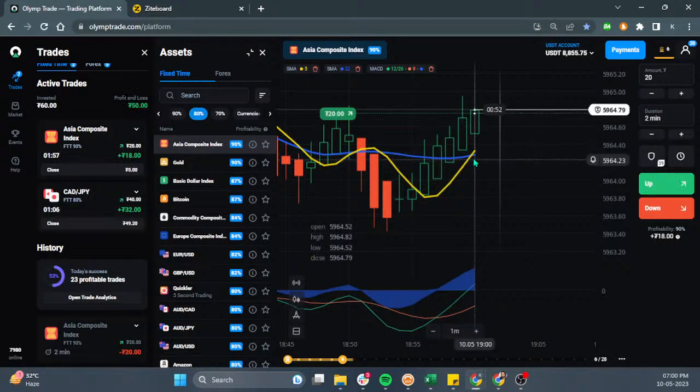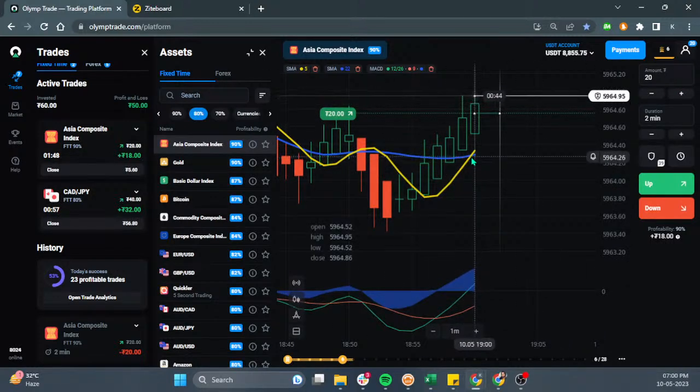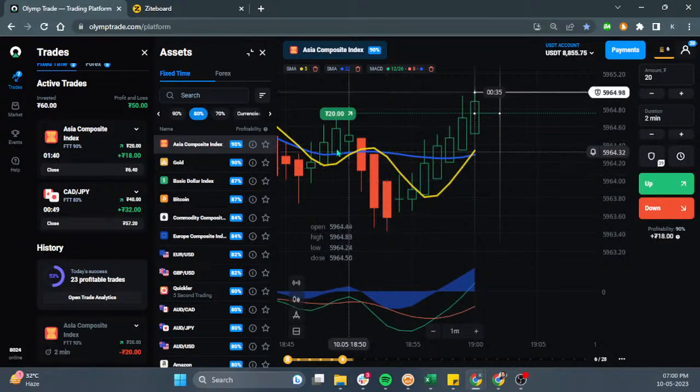Okay. I saw a crossing happening over here. I saw the histogram supporting the trend. I opened a trade of 20. As simple as that. Step number one, see the crossing happening and check the trend of SMA5. If the cloud is supporting the SMA5 trend, you can open a trade in that direction. As simple as that.